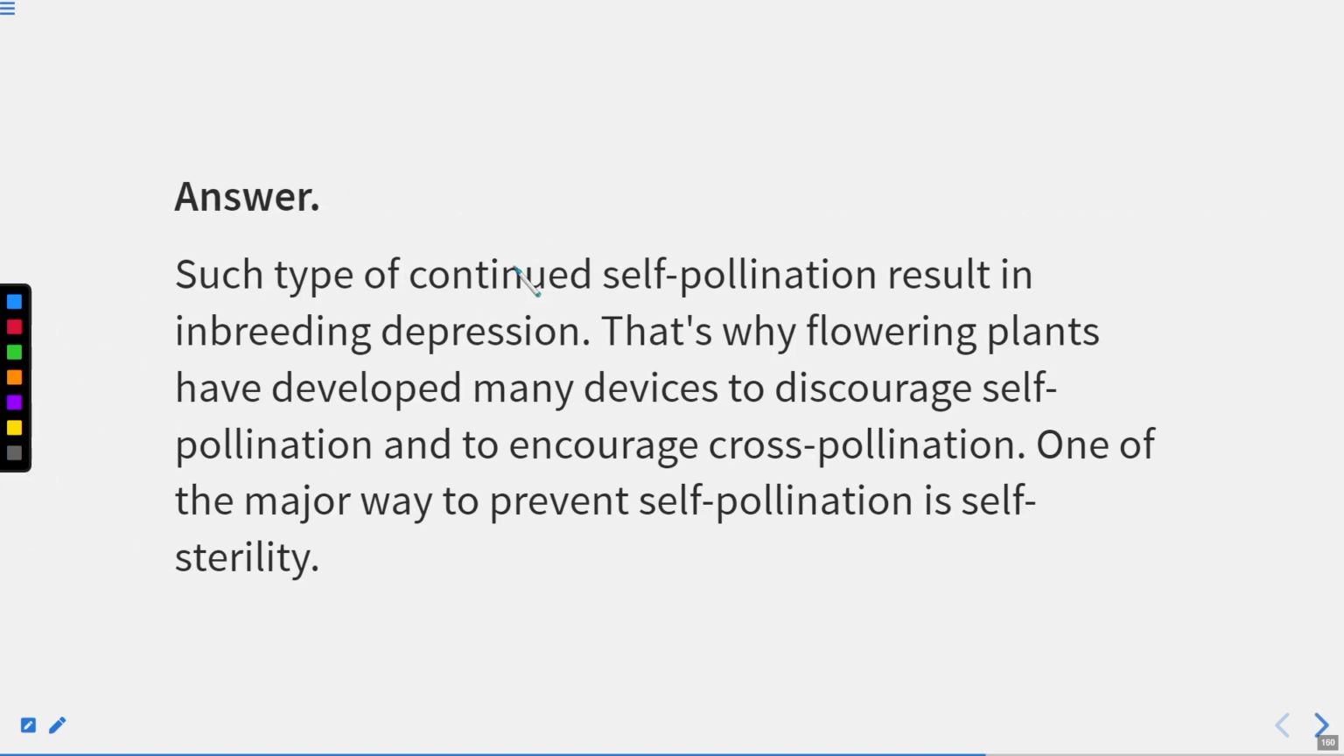Because of this continued self-pollination, inbreeding depression happens. That's why flowering plants have developed many methods to discourage self-pollination and encourage cross-pollination. This we have already seen. One of the major ways to prevent self-pollination is self-sterility. Others were hercogamy and dichogamy.